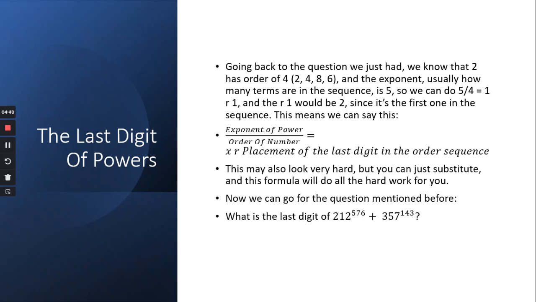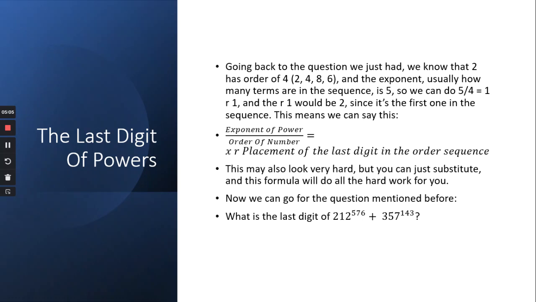This remainder 1 would be 2, since it's the first one in the sequence of 2, 4, 8, and 6. So we're technically saying remainder 1 would be 2. Remainder 2 would be 4. Remainder 3 would be 8, and remainder 4 would be 6. So technically, since the divisor is 4, if the number is divisible, you can say that it ends in 6 in this case.